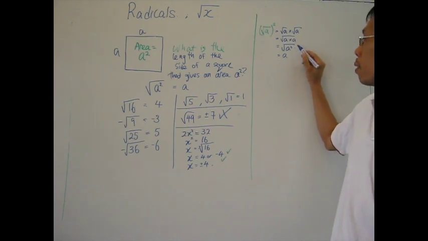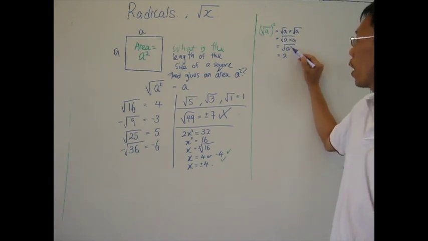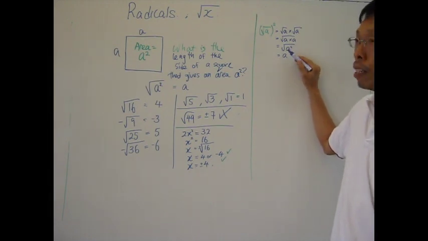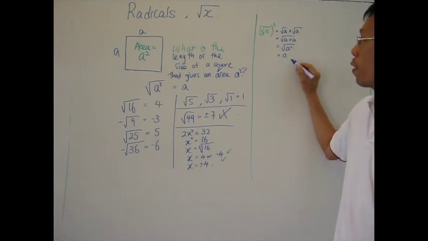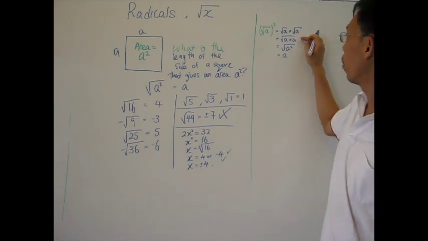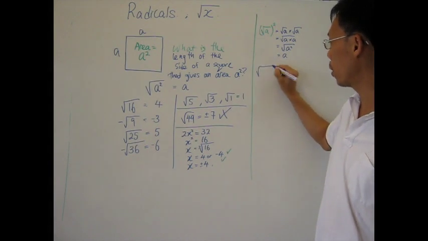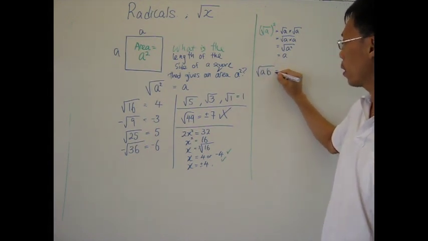So it's the same here. Here you have a square root of a squared. So the square and the square root cancel each other off, and you're left with a. So this is one thing. From here, another rule that you should remember is the square root of AB is this.